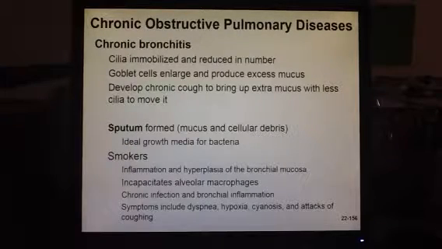Let's take a look at them individually, bronchitis and emphysema. In chronic bronchitis, the cilia don't move, and they are also reduced in number. The goblet cells are enlarged, and they produce more mucus than normal. So this develops a chronic cough to bring up that extra mucus, but with fewer cilia to move the mucus, it builds up. Mucus and cellular debris is formed, and this is a great place for bacteria to grow. And so smokers have a chronic infection and inflammation of the bronchial tubes or bronchi.